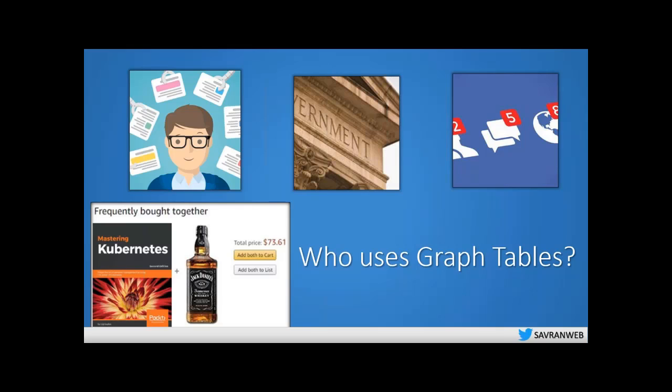Same with healthcare. If you are a doctor looking for a patient, your patient might visit many hospitals, or the same hospital but with different medical numbers. So you need a system which is going to take all this information and merge it into one. Graph database tables are great for that.